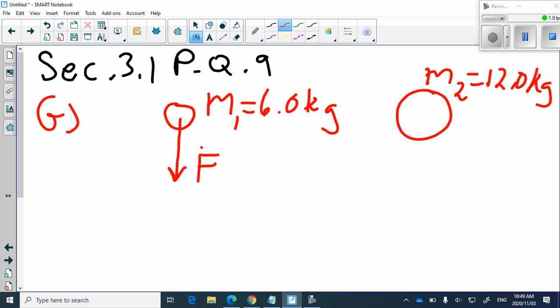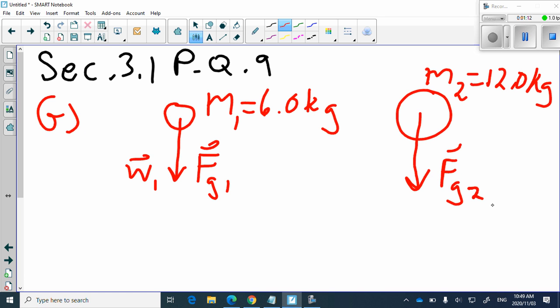Force of gravity 1 on it. And the other name for force of gravity is weight. Okay. And let's draw it over here. Force of gravity on the second object. Weight, second object. They're the same thing. All right. Now, what do we want to find? We want to find the force of gravity on these. So we want to calculate force of gravity. That's what we want to do.